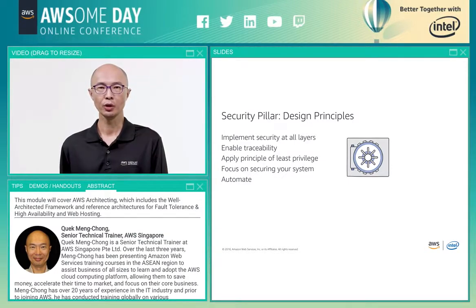Another best practice is to automate the response to both routine and anomalous security events.